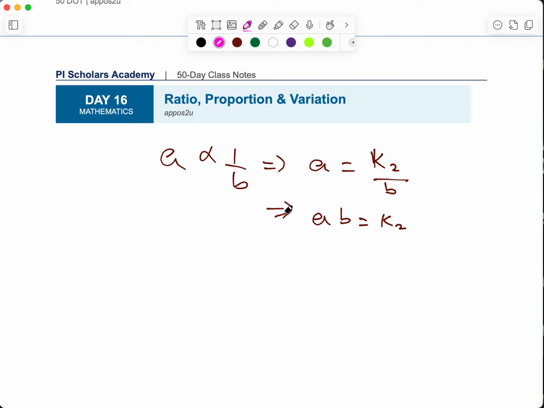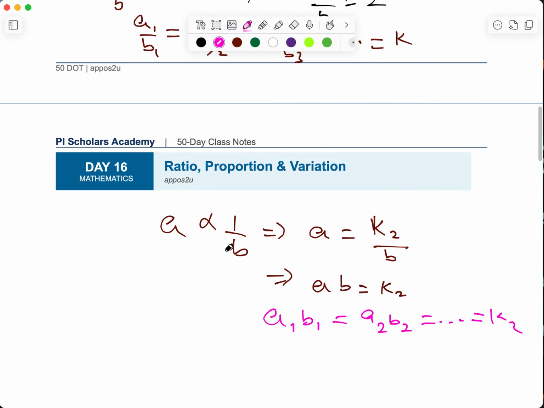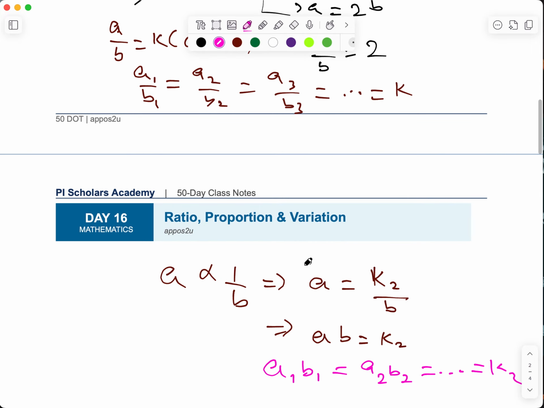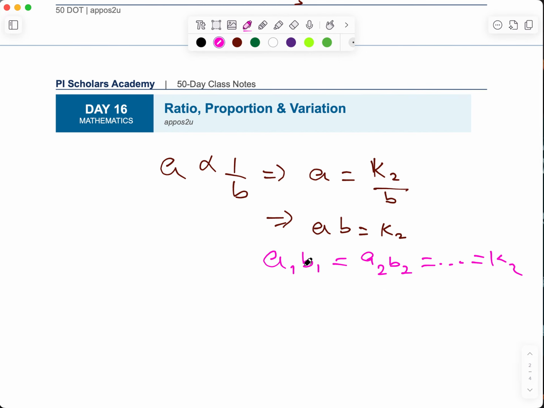And if you apply the same thing I explained earlier, that implies that for any combination of A and B that I pick, and I find their product together, they will always give the same result, which is still K2. And that is for direct and inverse proportionality. So take note, for direct proportionality, their ratio is always going to be constant. For inverse proportionality, their product is always going to be constant.